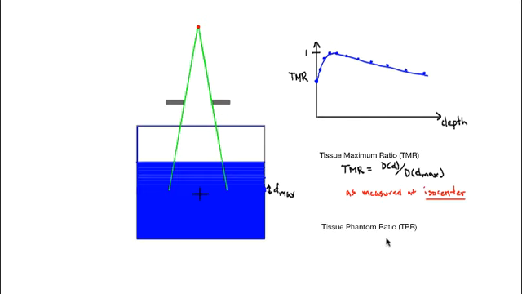Also, you'll sometimes hear about this TPR, tissue phantom ratio. It's the same kind of concept, except now it's the dose at a depth of D divided by the dose at some reference depth. So it's the same concept. It's just instead of using a reference depth of D max, you're using some other reference depth. And sometimes people use this for various things. But TMR is the main thing to know about.